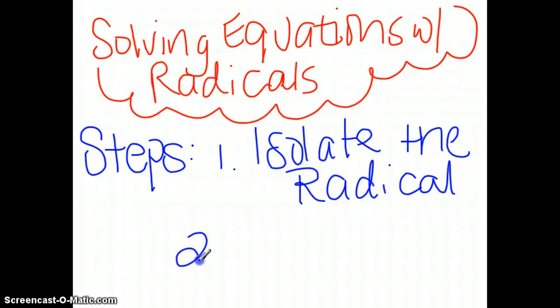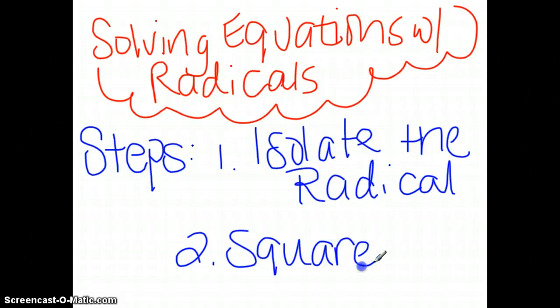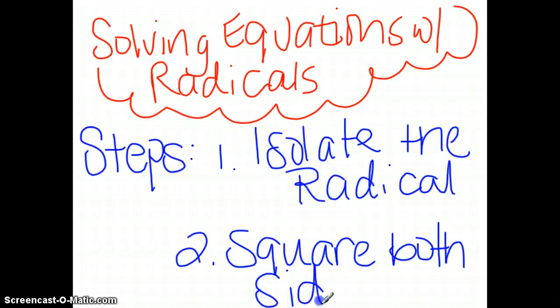And step 2 is square both sides. Remember, the way that you can cancel out a square root is if you square it. So the square root of x times the square root of x is going to equal x. The square root of 5 times the square root of 5 is going to equal 5. The square root of 192 times the square root of 192 is, good, 192. Alright, so hopefully you have those steps down.